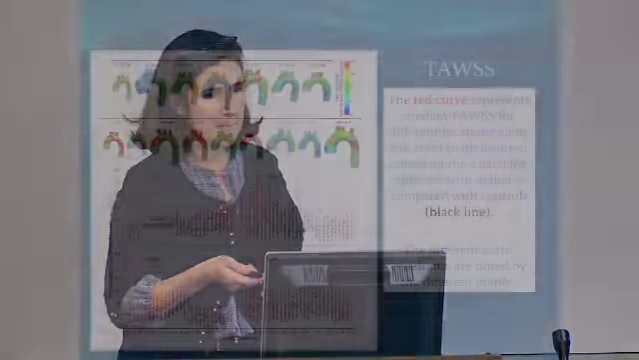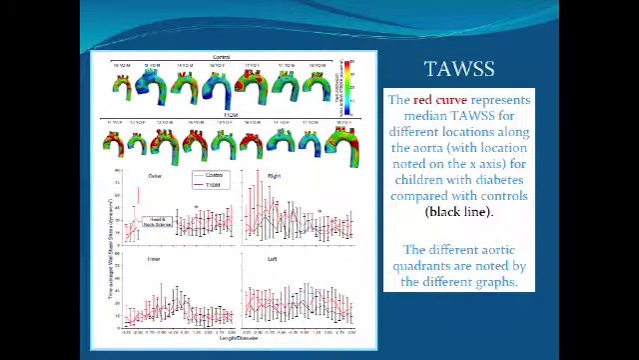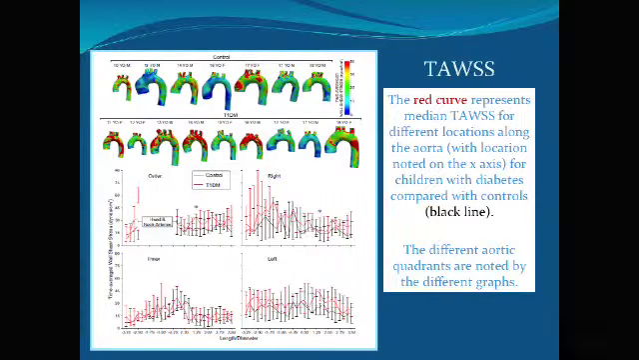So along the right, the left, outer, and to a lesser degree, the inner curvatures of the aorta, the median time average wall shear stress at each location for the diabetics was higher than the median for the controls, reaching significance in 2 locations. And for those who couldn't see that, a little bit bigger, you can just see somewhat different. Again, these are the different locations around the aorta, and these are the different quadrants. Right, so kind of interesting.